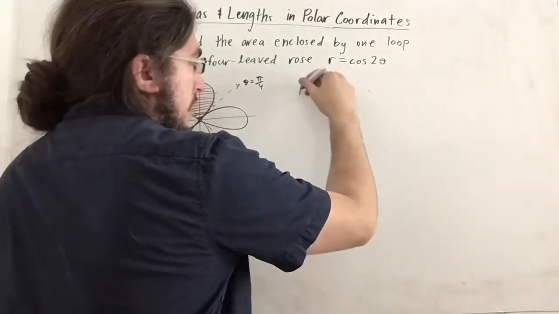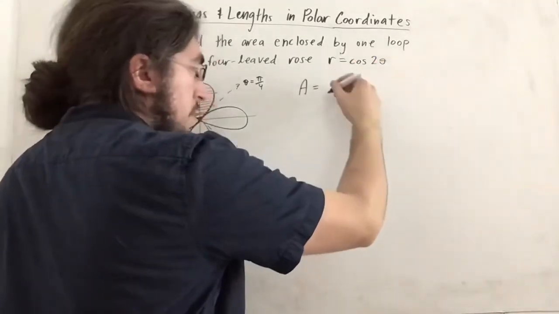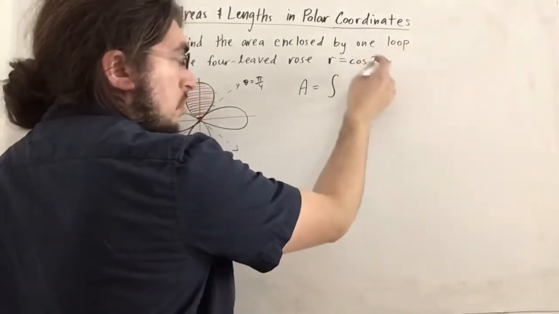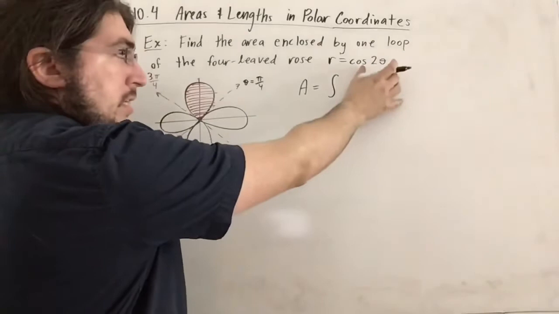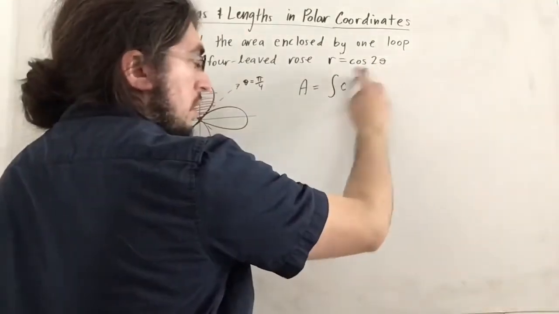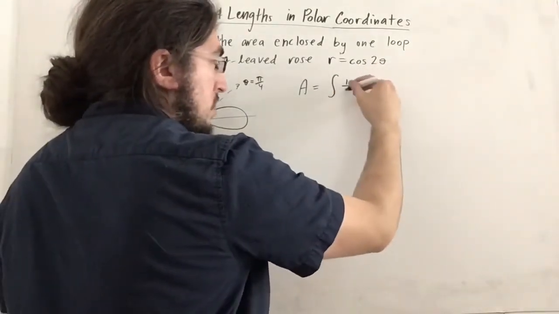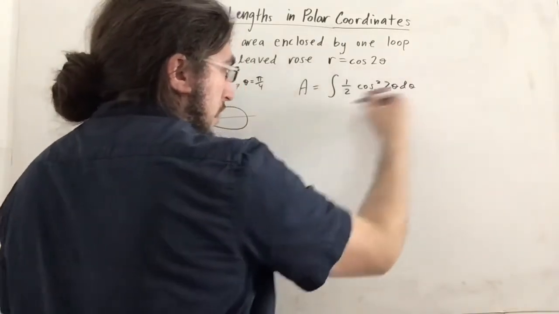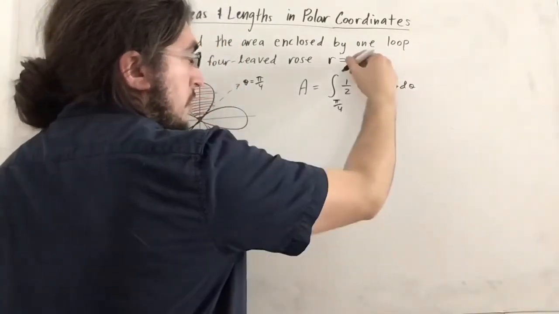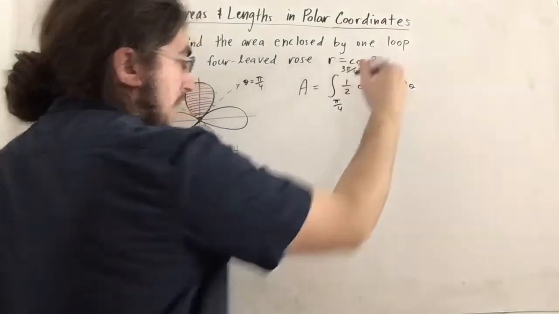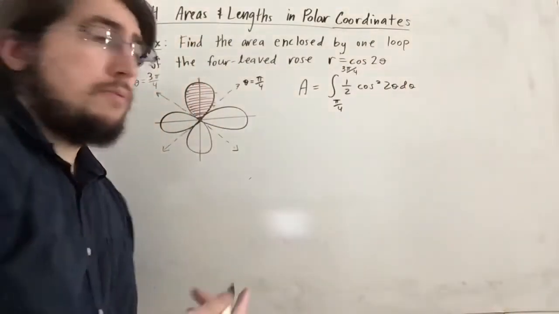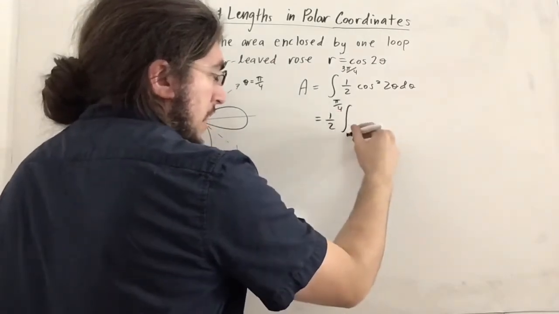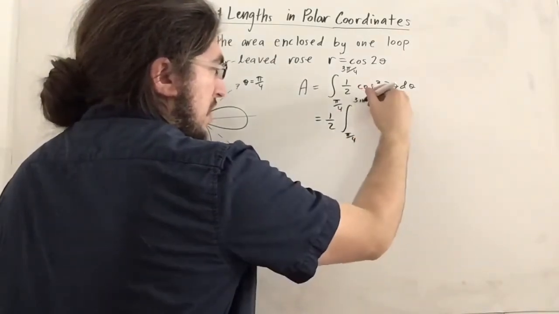So the area is going to be, according to our formula that we previously saw, the integral of 1/2 r squared. Now remember, r squared is just cosine squared of 2 theta. So this is 1/2 cosine squared of 2 theta, and our bounds are pi over 4 to 3 pi over 4. Now, of course, the 1/2 we can pull outside of the integral because it's a constant. The bounds are still the same, pi over 4 to 3 pi over 4.